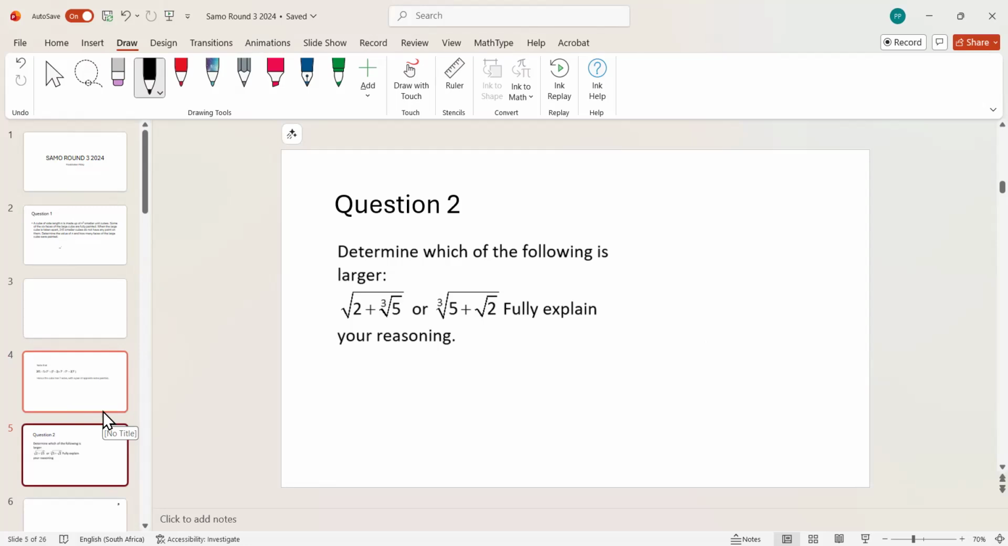Okay, question 2 says, determine which of the following is the larger. You have two numbers here, square root of 2 plus cube root of 5, and cube root of 5 plus square root of 2. Now, how do you find which is the larger here? You're not allowed to use the calculator. And you have square roots and cube roots of numbers which are not perfect squares or perfect cubes. So you have to figure out something. They don't ask you for what the values are. They ask you which is larger, right? Maybe you might be able to work that out.